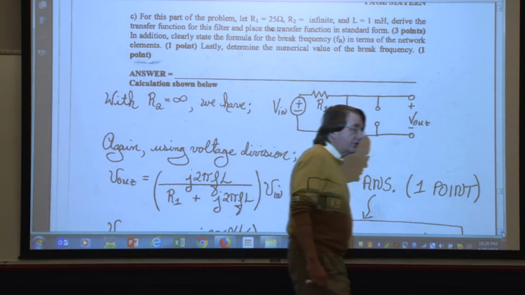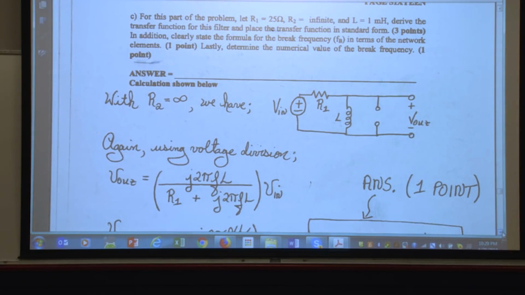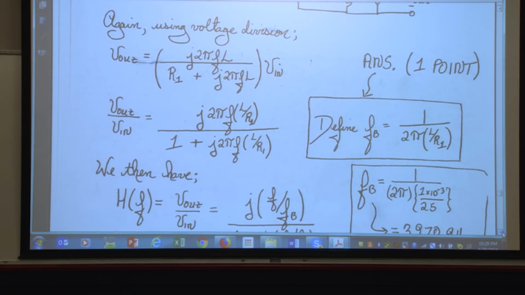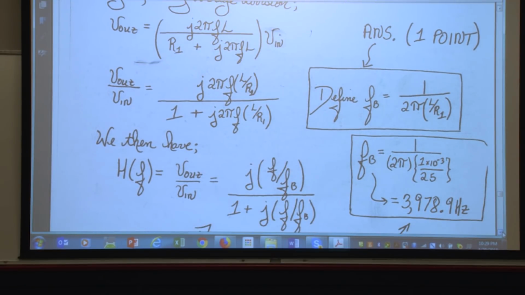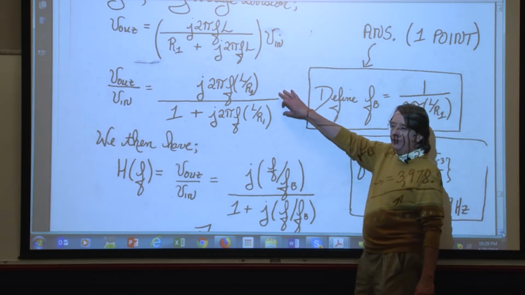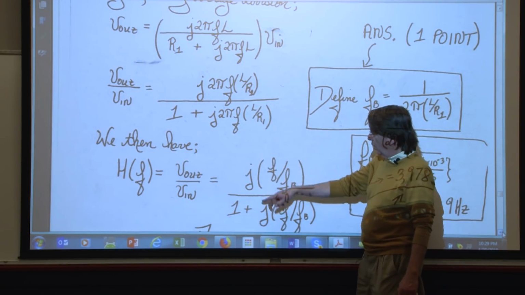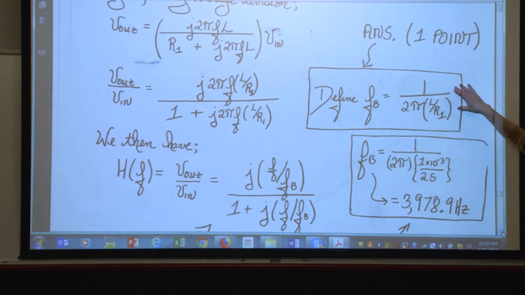Now I put that into standard form, divide through by R1, and we now have standard form. This is what you were thinking of earlier. We now have this equation here, which we can write as jF over FB over 1 plus jF over FB, where FB is 1 over 2 pi L over R1. Now the break frequency: I give you the value of L, I give you the value of R1. The break frequency is almost 4,000 hertz.